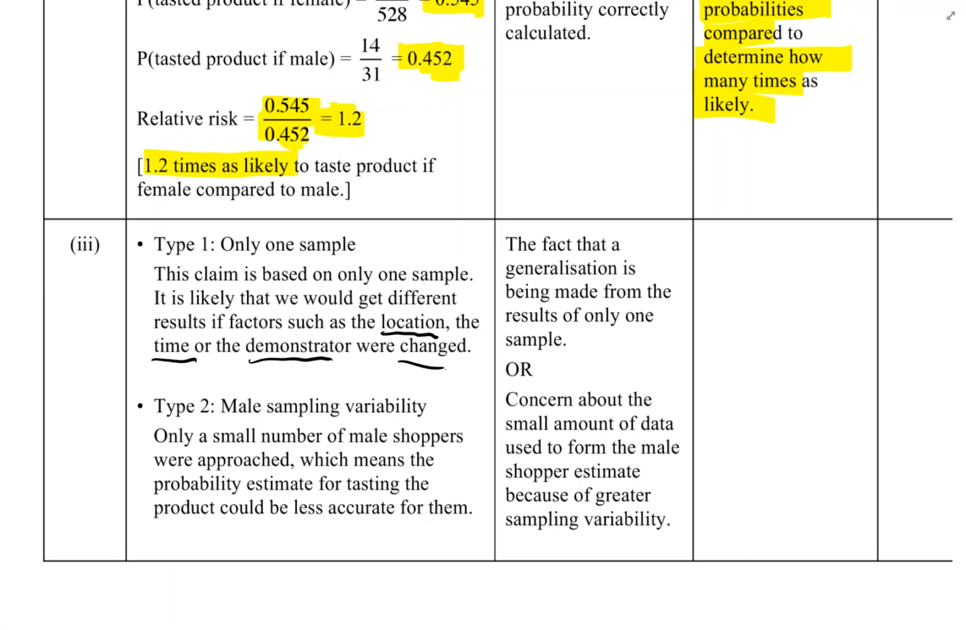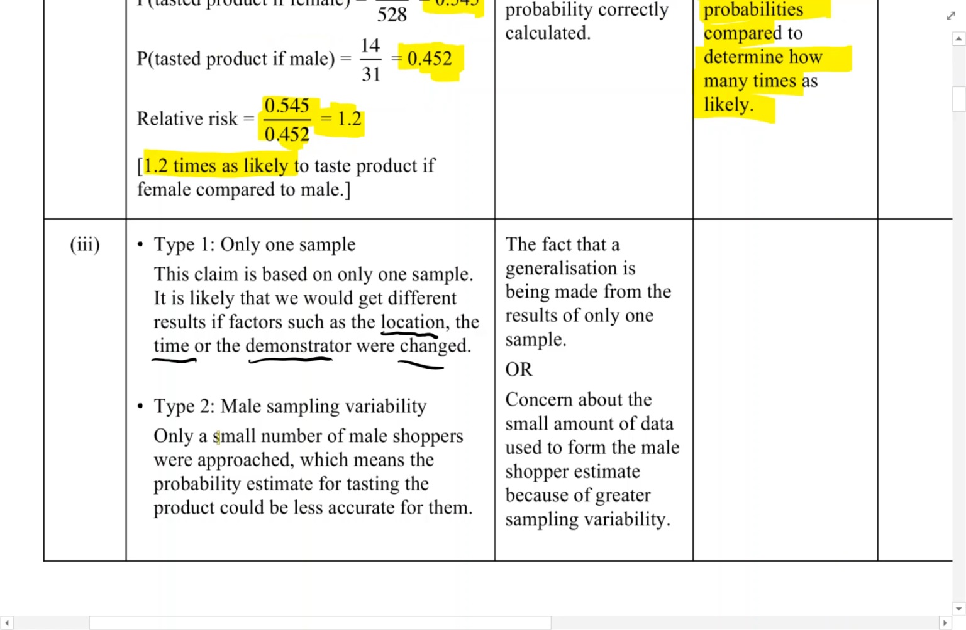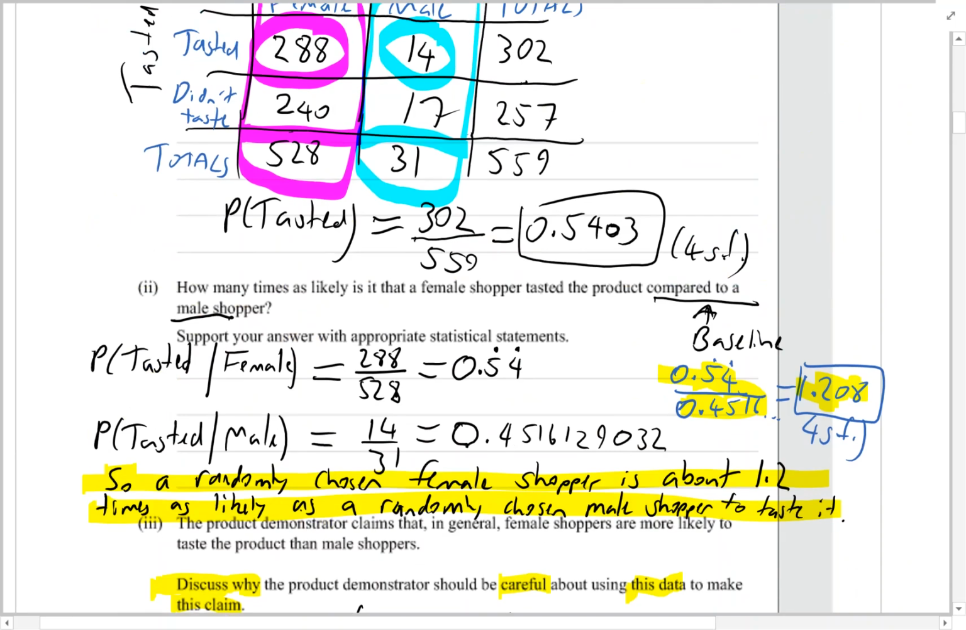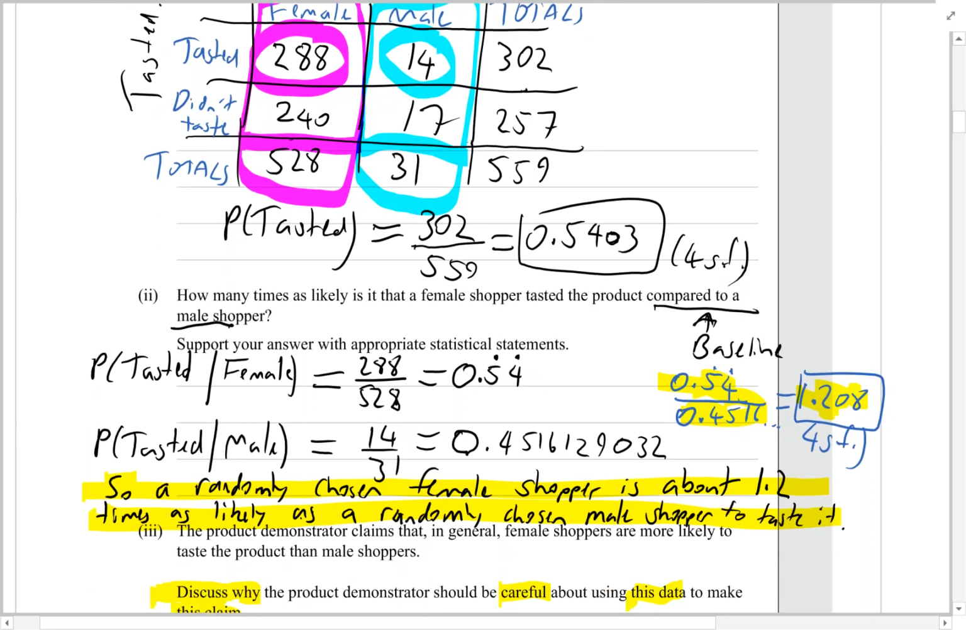Type 2, male sampling variability. Only a small number of male shoppers were approached, and that was a point that we didn't pick up on before. That's actually a really important point. Because there's only a small number of male shoppers, this means that the probability estimate for tasting the product could be less accurate for them. So it's going to vary more. And if we go back to the information, you can see that there were only 31 male shoppers. And so it's not a very reliable sample size. That percentage among the males could really jump around a bit if we took another sample.